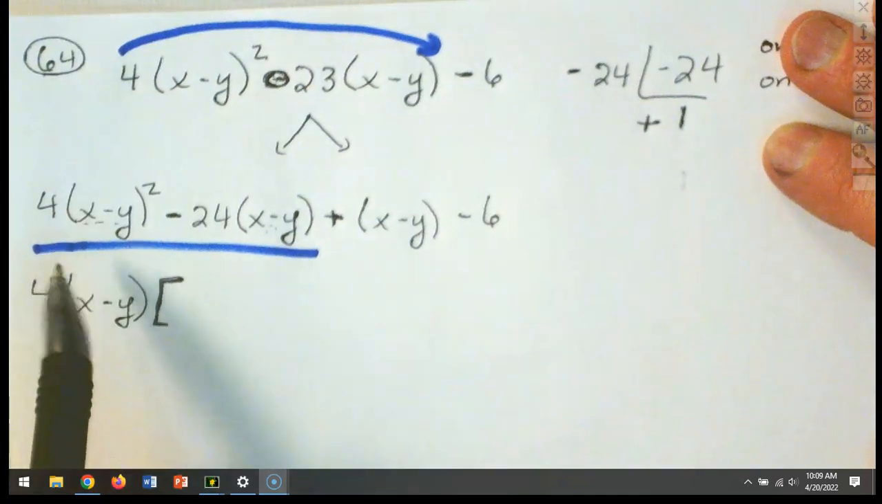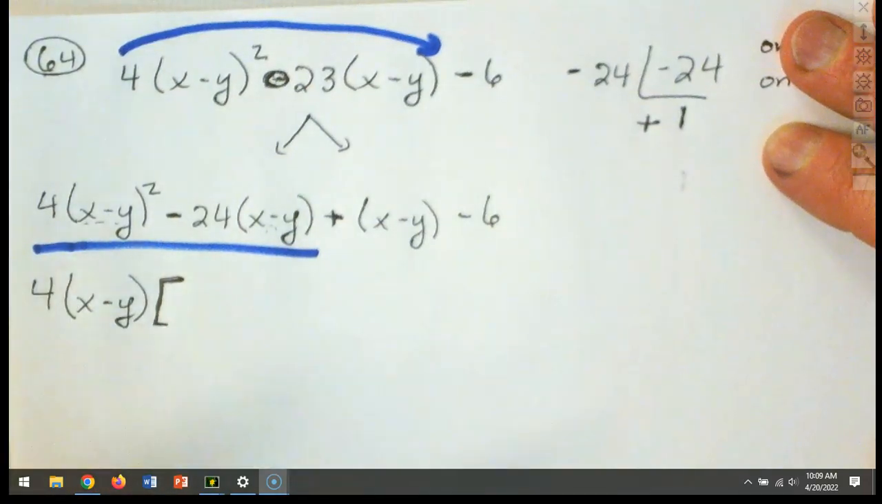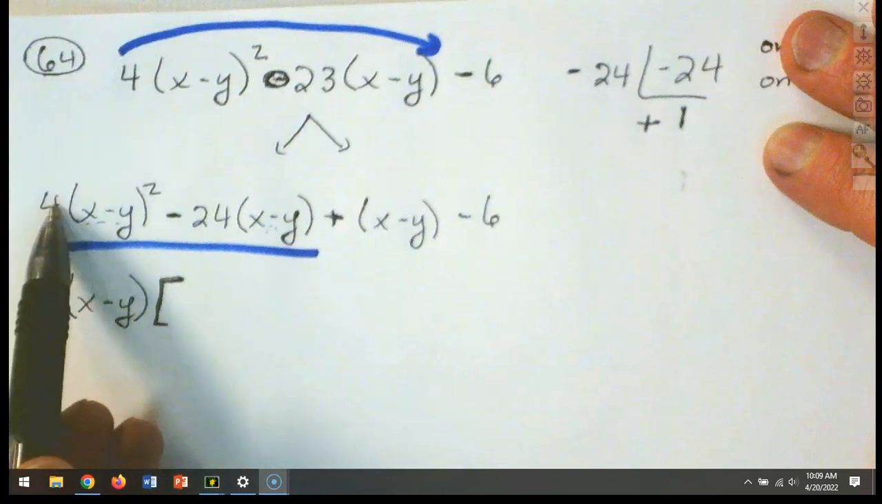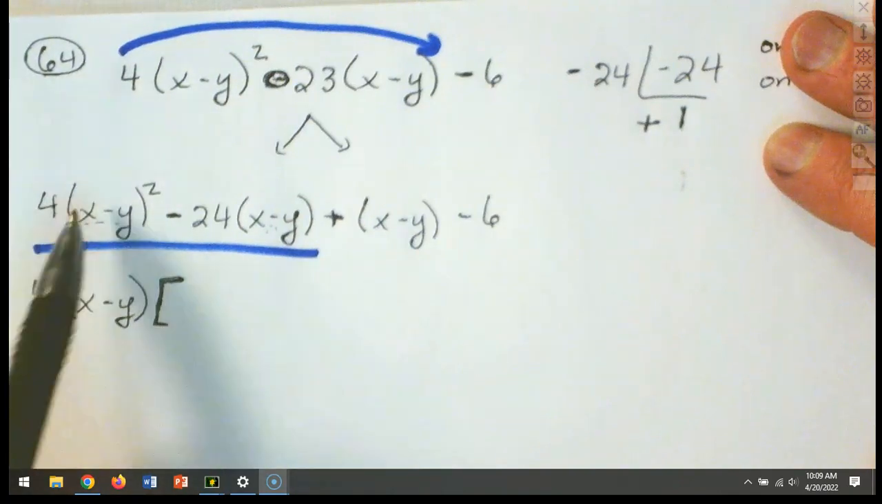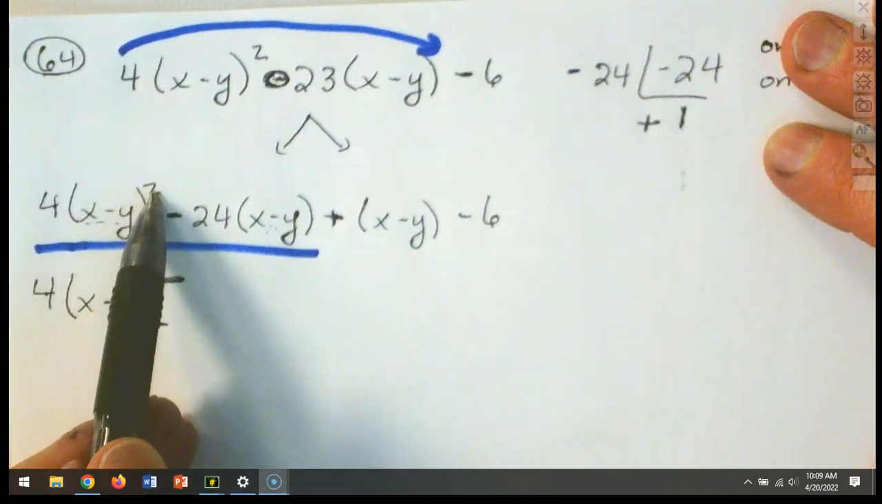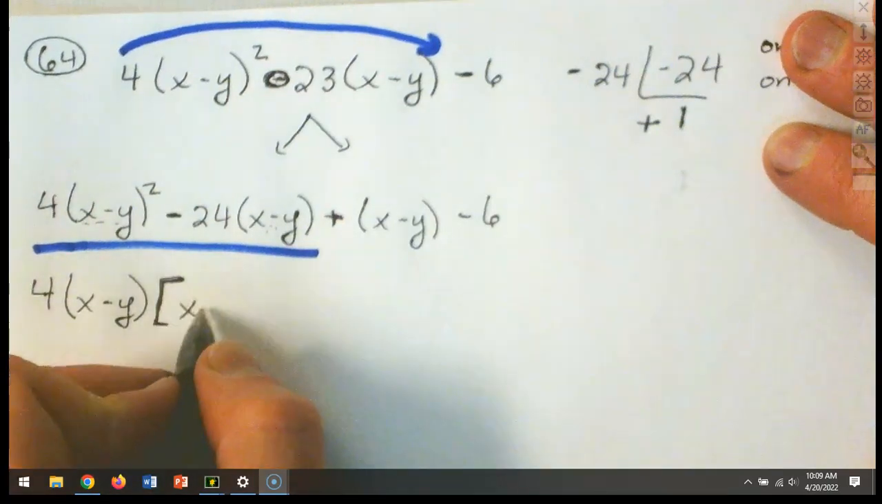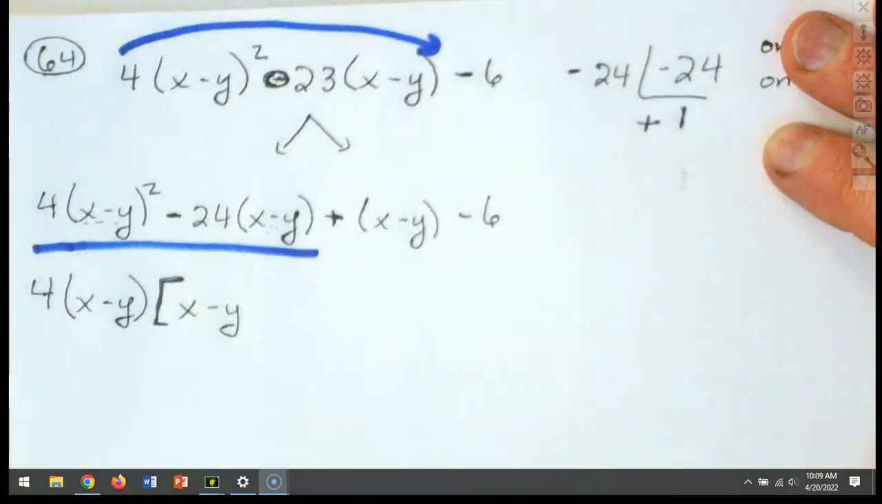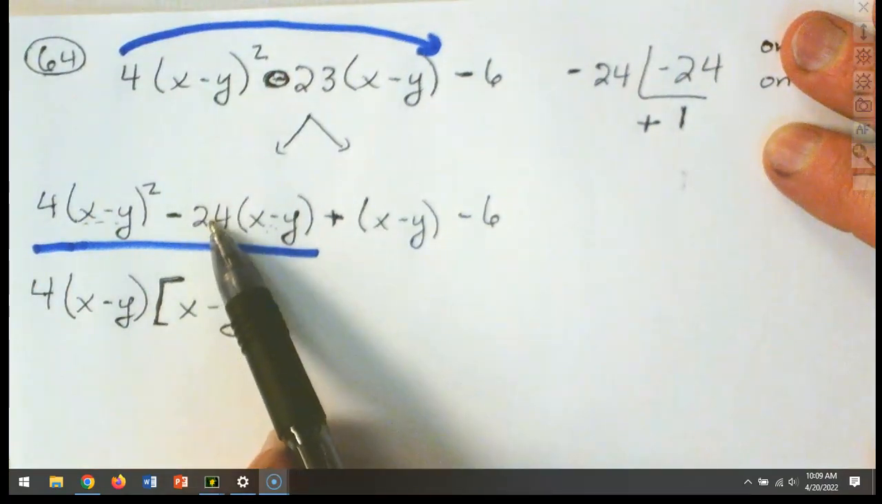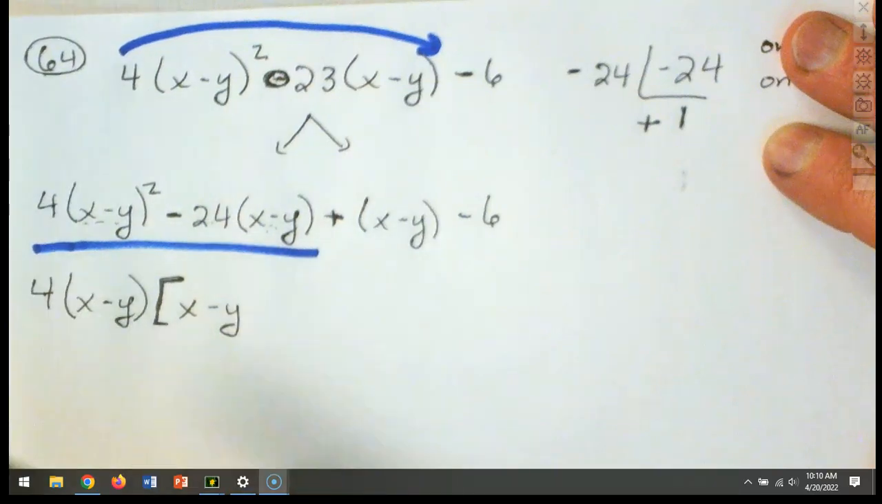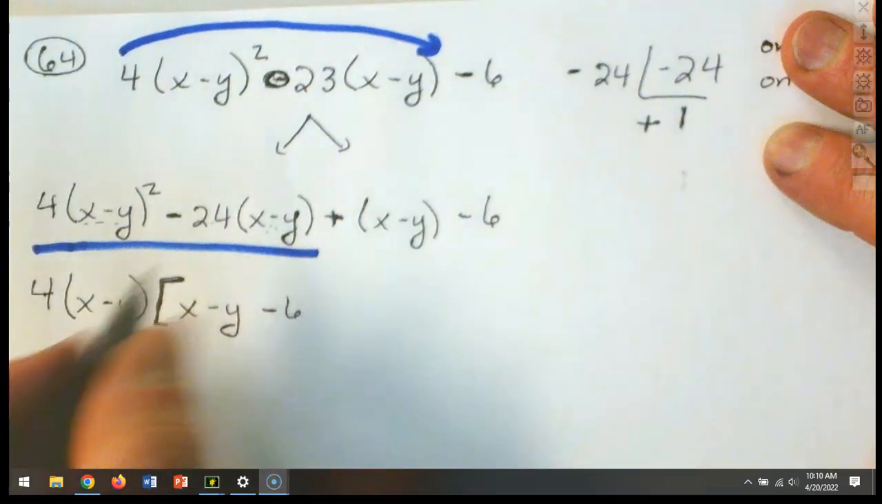Now what's going to be left over? This one's actually easier than the last one. 4 came out, right? That's gone. (x minus y), they're squared. So one of them came out. So an x minus y is left over. What about the next piece? 24, it's negative. 24 divided by 4, that's a 6.